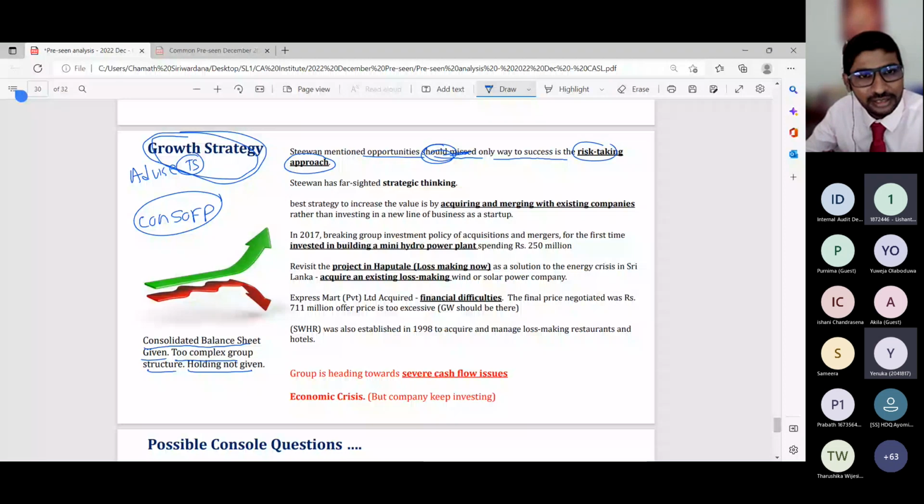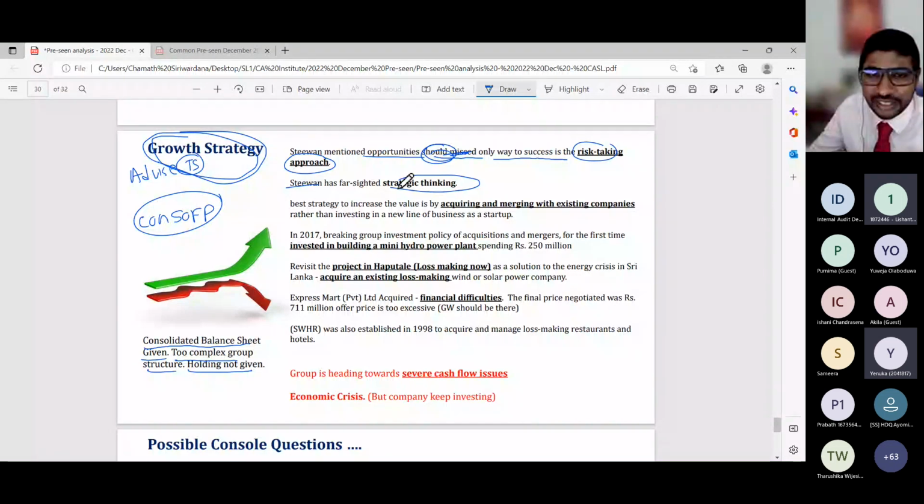It's a risk-taking approach. And Stephen is also a strategic leader, a visionary leader. He always wanted to grow the business. He is not the kind of leader who says, okay, I am going to sell the business. No, not that kind of a leader. He always wanted growth in his business. So the best strategy is to increase by acquiring and merging with existing companies. So they are into acquisitions and mergers.